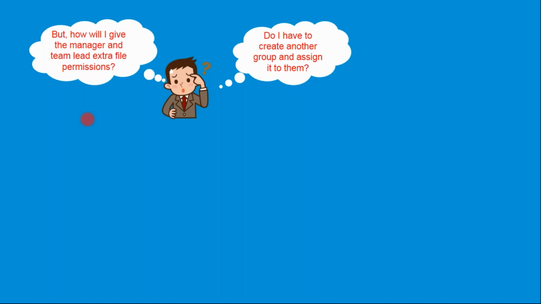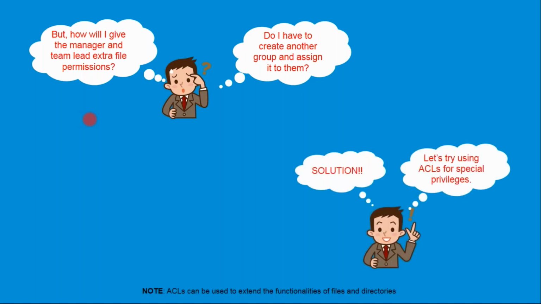I have to create a new owner, a new user, and give them that access by using chown. But is there any alternative? Yes, of course there is. So now he knows that there's something called ACL. Using ACL, he can give special privileges. In this case, even though the team lead and manager will be part of the same group, only these two people will have extra permissions.